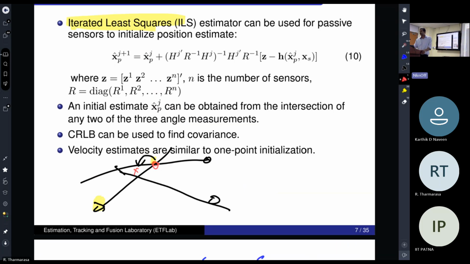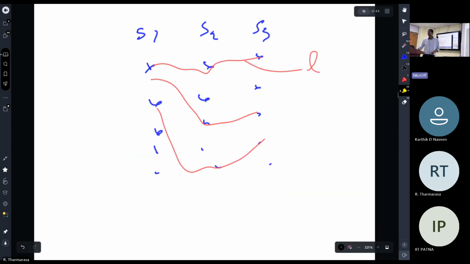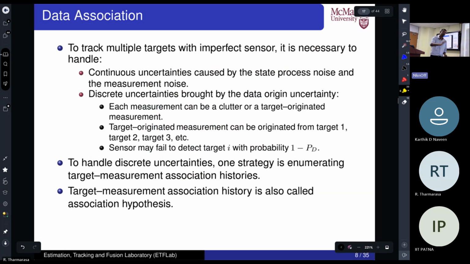So in this case, the velocity estimate is similar to the one for initialization, 0, 0. And the covariance, usually we use a constant, because we don't have any way to estimate the covariance. We estimate the R using those three measurements, then we use that as a code. Okay, we are done with initialization. Now I am going to move to the next part of the tracking, that is the data association.